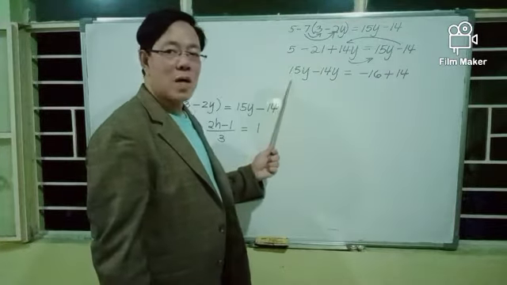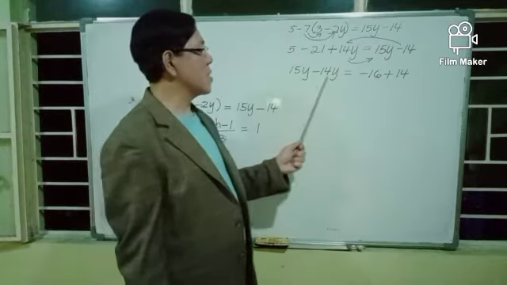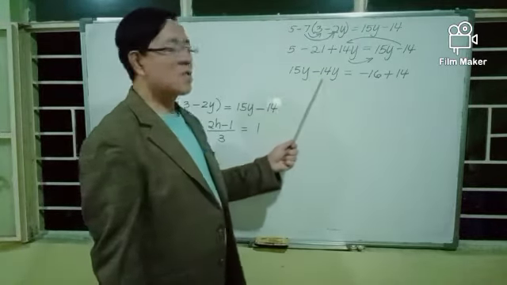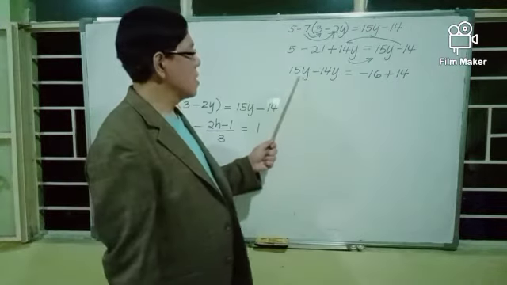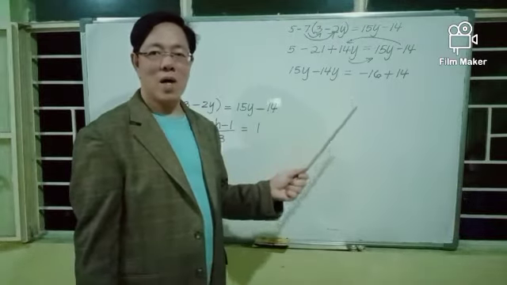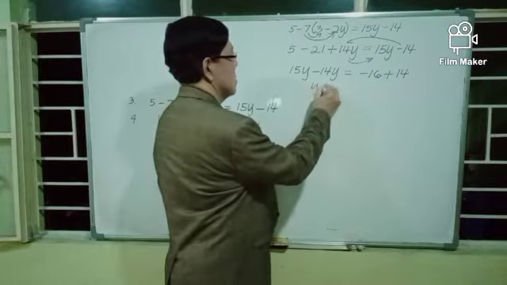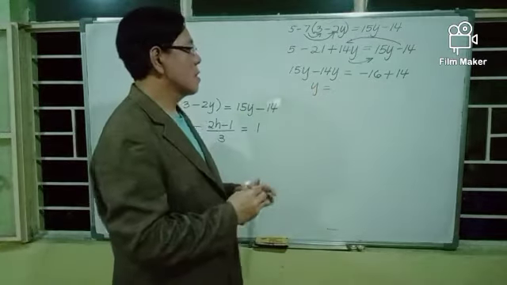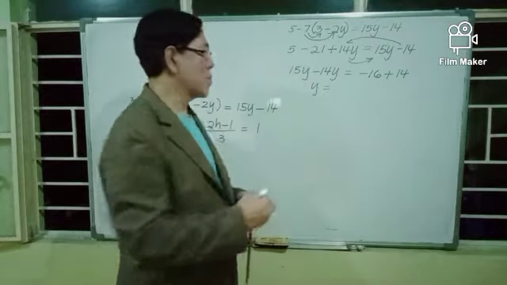Now 15y, combine these similar terms or like terms, 15y minus 14y. 15 minus 14 is 1, and that's positive. And the common literal coefficient is y, or 1y, or we simply write y equals negative 16 plus 14 is negative 2.